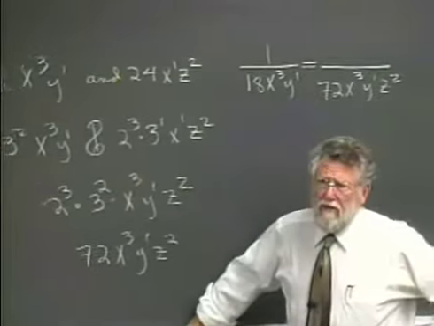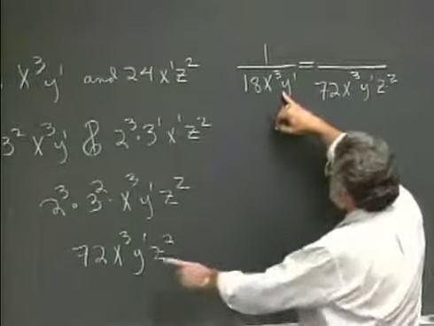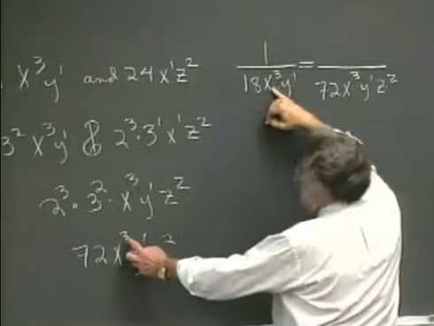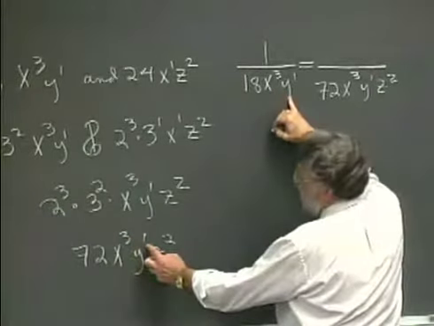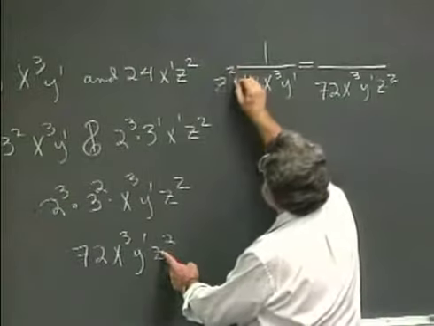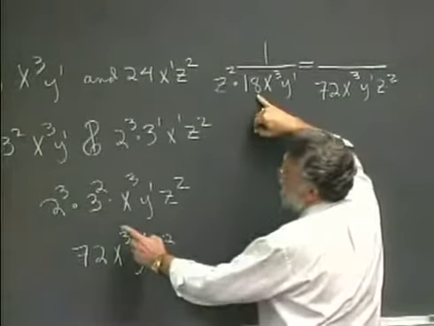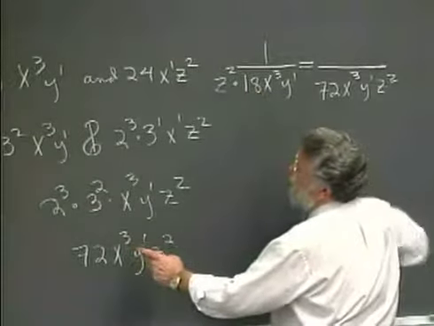Remember how we talked about this before? I said you look at what you have and you look at what you want. I had an x to the third, I had a y to the first, but I want a z to the second, so I'll have to multiply this by z to the second.